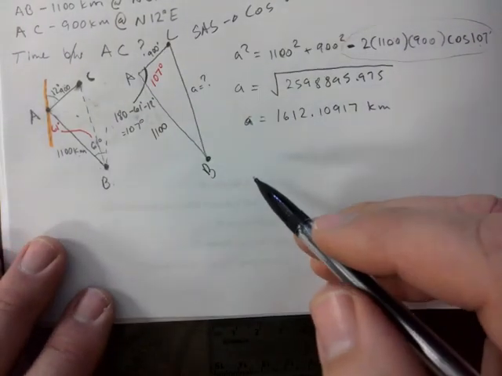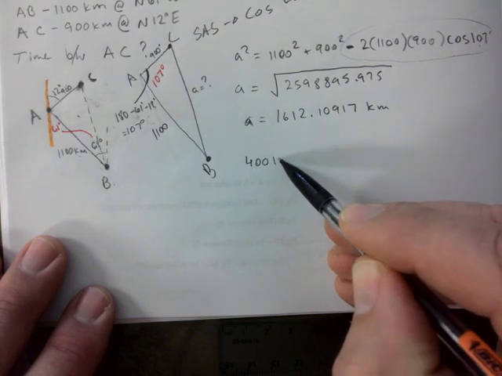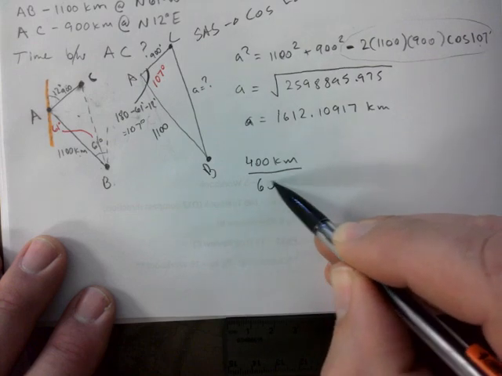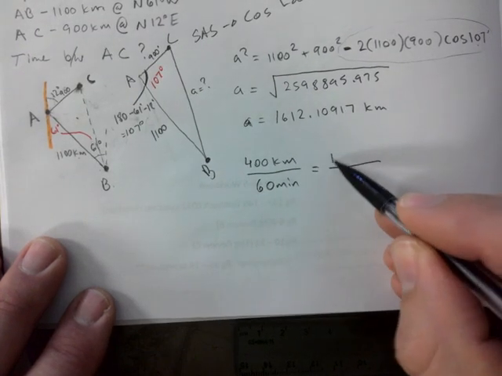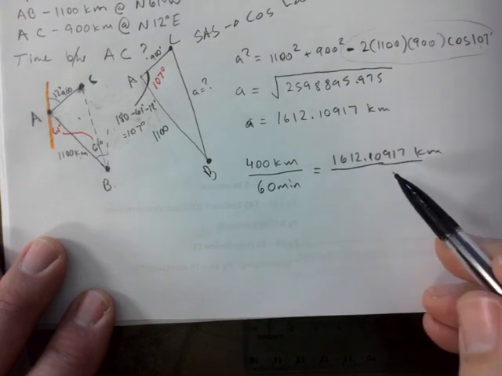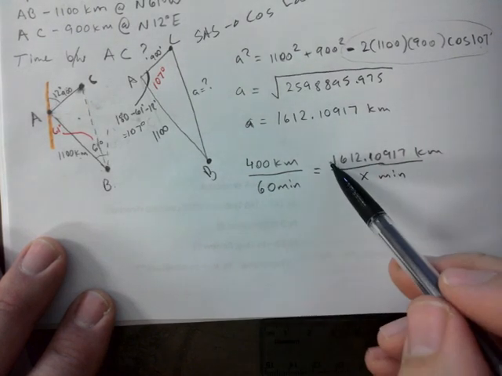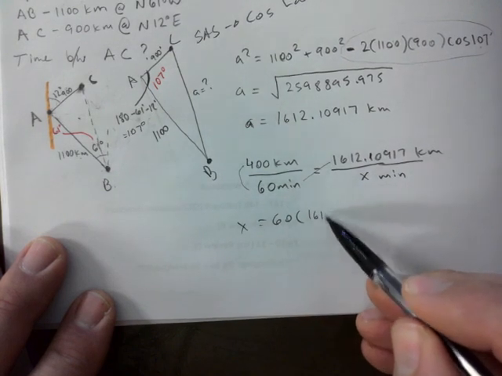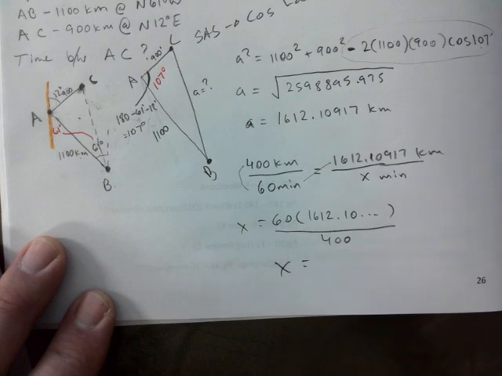And this is how I'm going to do this. This is good old chapter 8, right? If you travel 400 kilometers in 1 hour, but they want minutes, right? I'm just going to do that. Is that fair? 60 minutes? And then I'm going to say, if I have this many kilometers to travel, how many minutes will it take? Remember proportional reasoning? Cross multiply and divide. So x is 60 times 1612.1 divided by 400. And here it goes.